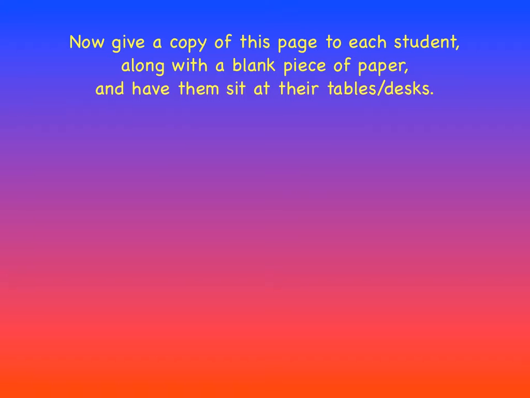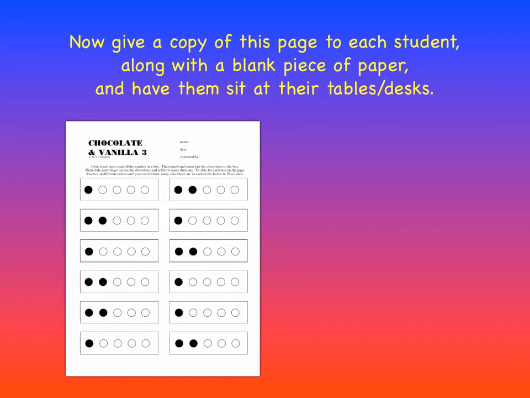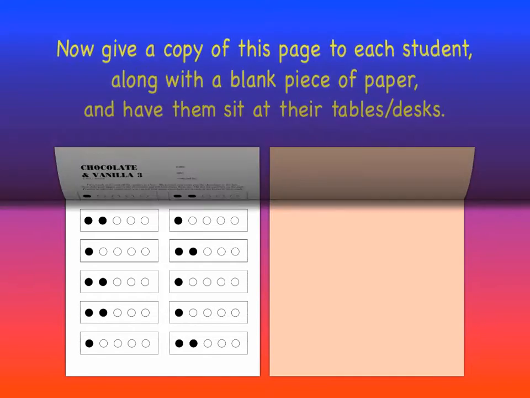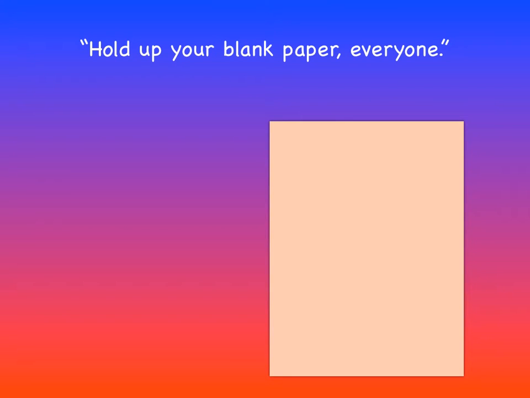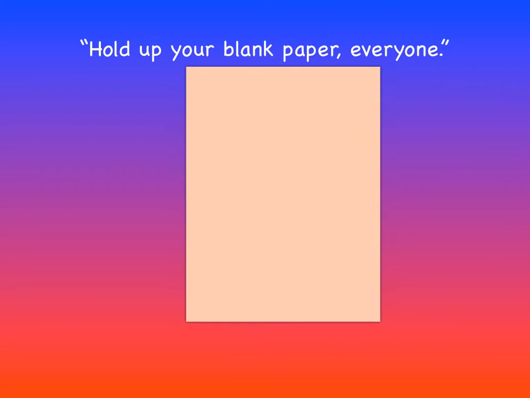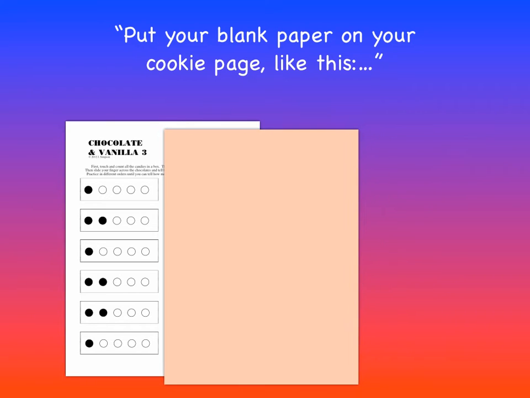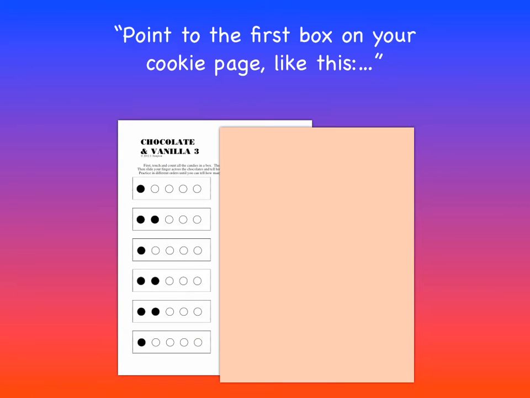Now, give a copy of this page to each student, along with a blank piece of paper, and have them sit at their tables or their desks. Hold up your blank paper, everyone. You model that for them. Put your blank paper on your cookie page like this. Check and make sure they did it. Point to the first box on your cookie page like this.